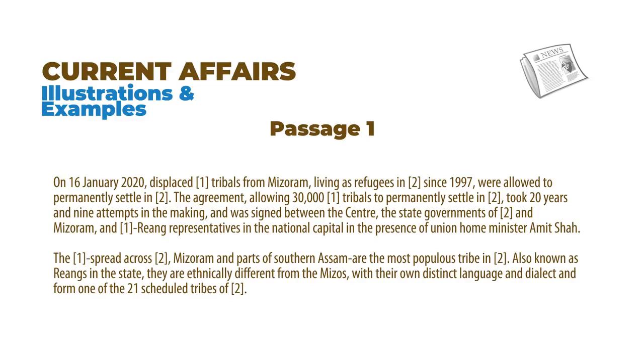The blank, spread across blank, Mizoram and parts of southern Assam, are the most populous tribe in blank. Also known as Riangs in the state, they are ethnically different from the Mizos, with their own distinct language and dialect, and form one of the 21 scheduled tribes of blank.